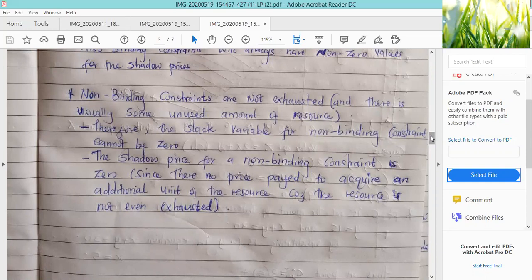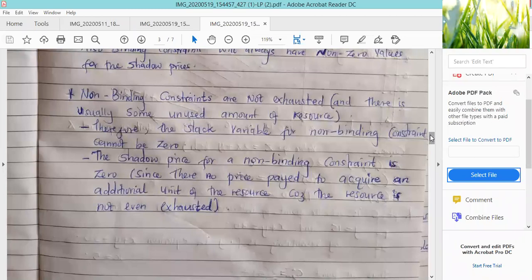Now, what do we call an unused resource? An unused resource is usually called a slack. I repeat, any amount of a resource that was acting as a constraint that has not been used to the full amount, there's a balance. That balance of such a resource is the one we call a slack.